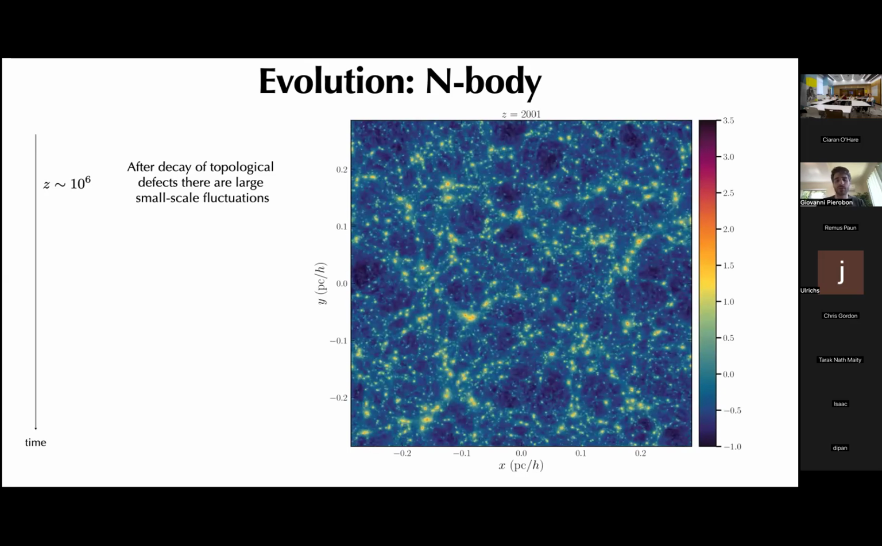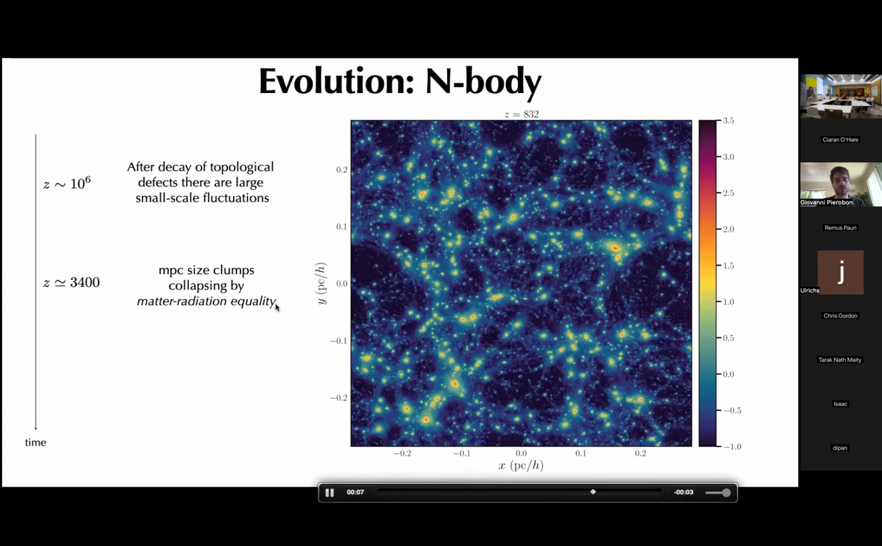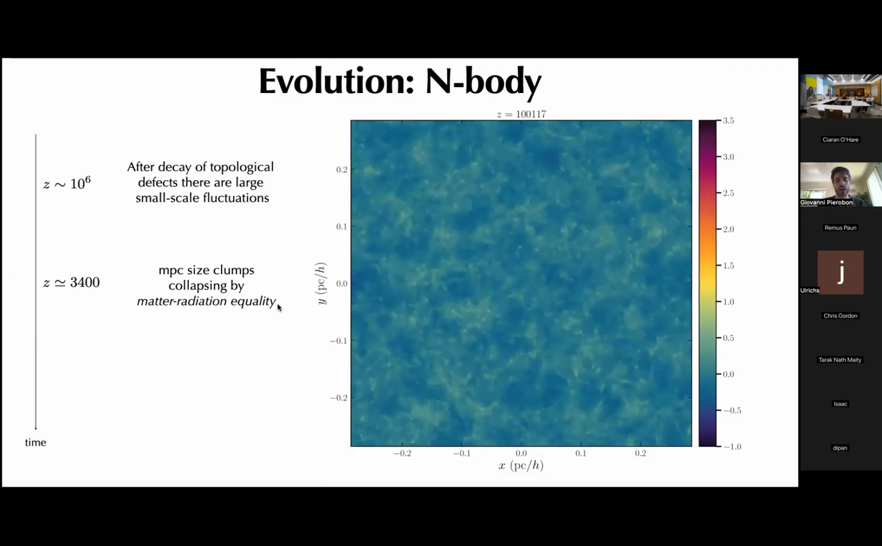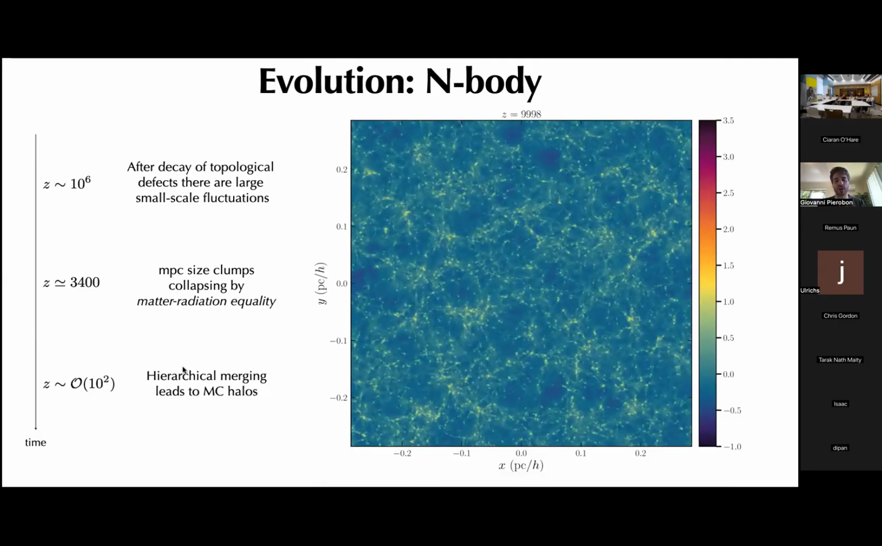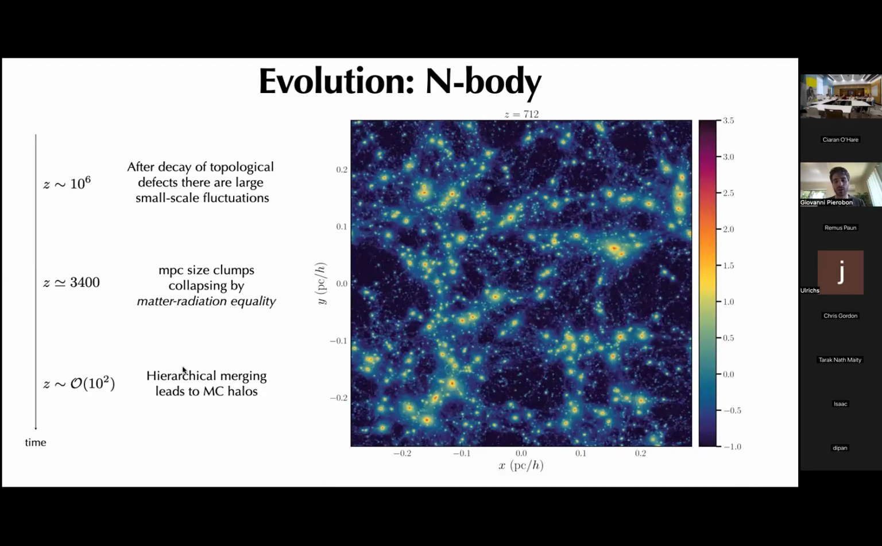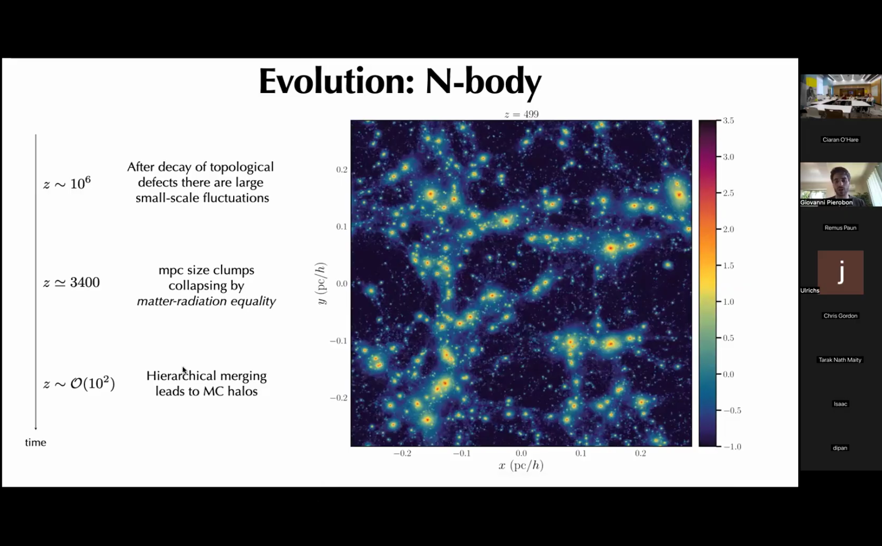You can see that at matter-radiation equality, at about 3400, you already have clumped regions that are formed. And as time goes on, up to the final redshift, these early collapsed miniclusters will merge hierarchically into larger and larger halos.